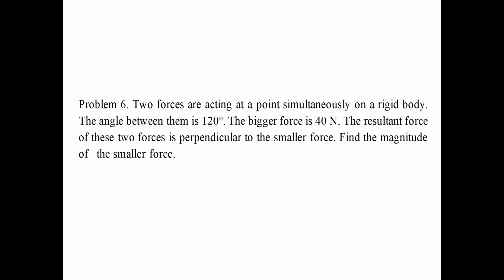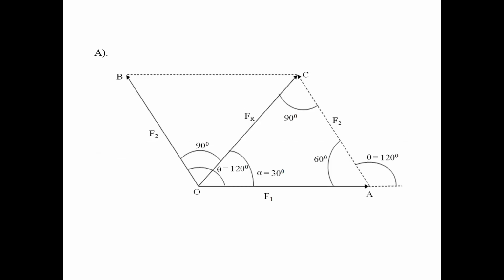We know that in this problem, the two forces F1, F2 are acting at an angle of 120 degrees, so theta is equal to 120 degrees. Bigger force F1 is equal to 40 Newton. The resultant force is perpendicular to the smaller force, that is F2. So by using the data given in the problem, prepare the parallelogram. Then you can solve this problem easily. First we are going to prepare the parallelogram diagram of this numerical problem. This is the diagram.